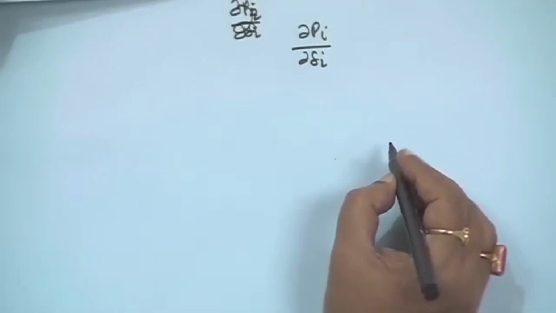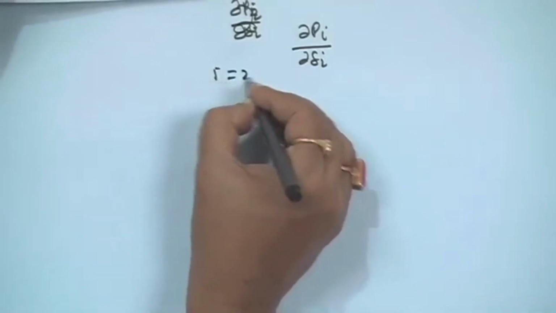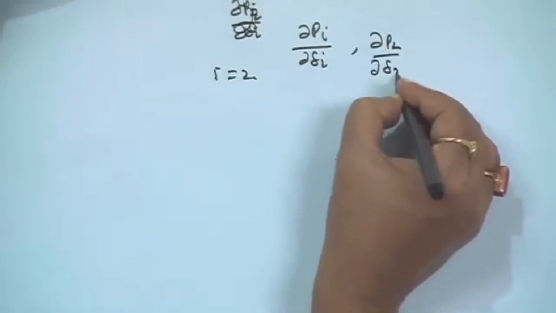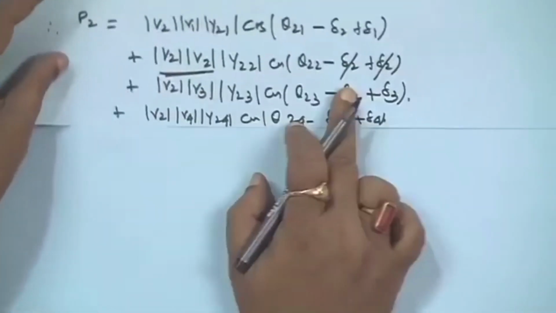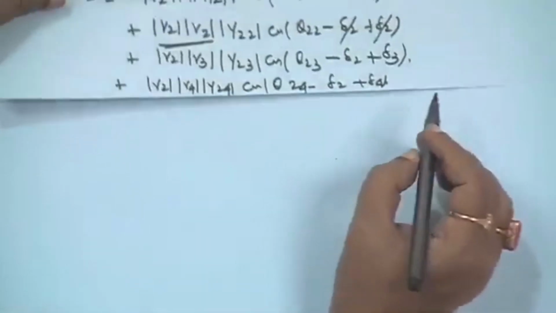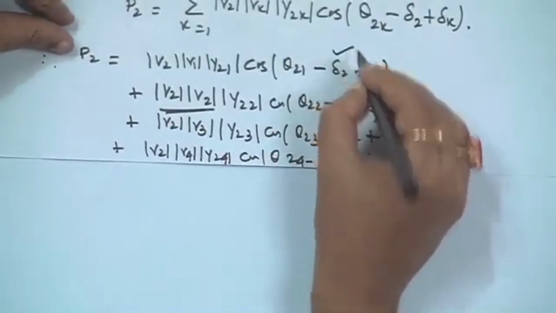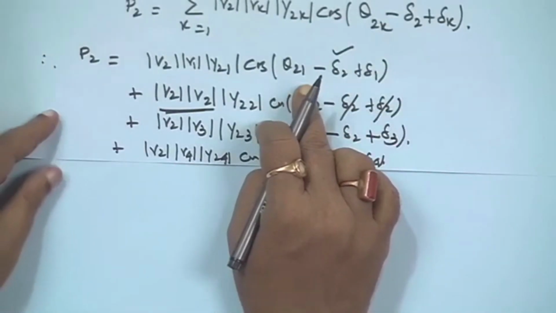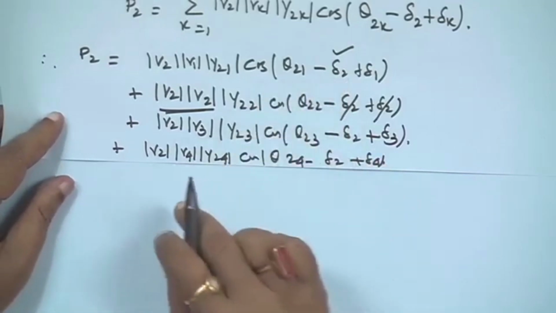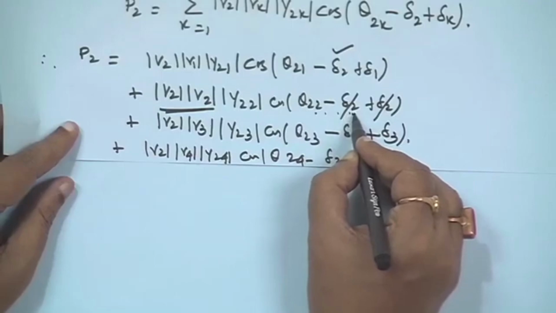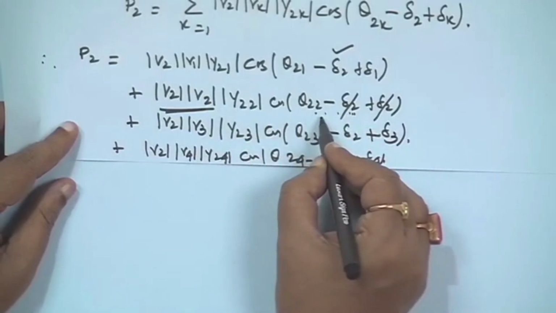Say it is diagonal. So i is equal to 2, that means delta P2 upon delta 2. We take the derivative of this equation with respect to delta 2. If you take the derivative with respect to delta 2, you will find delta 2 is here, so if you take this term, the derivative exists. Similarly, here the second term, V2 square cosine theta 22, is independent of it.